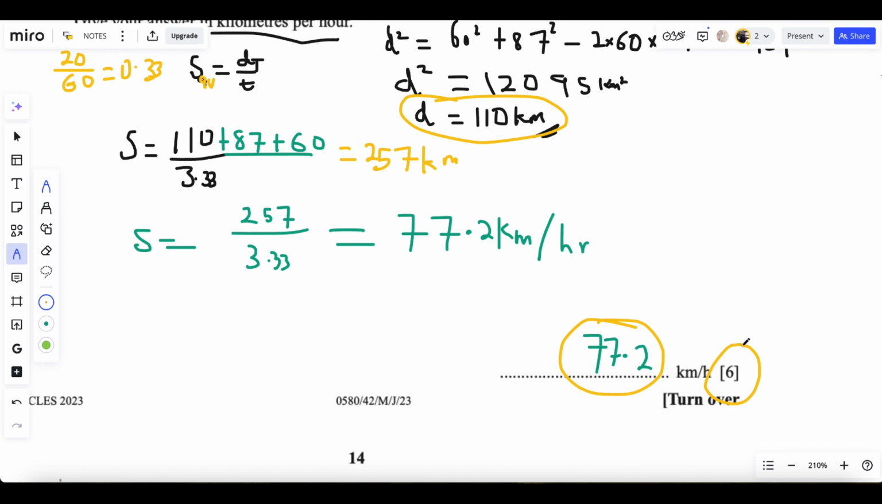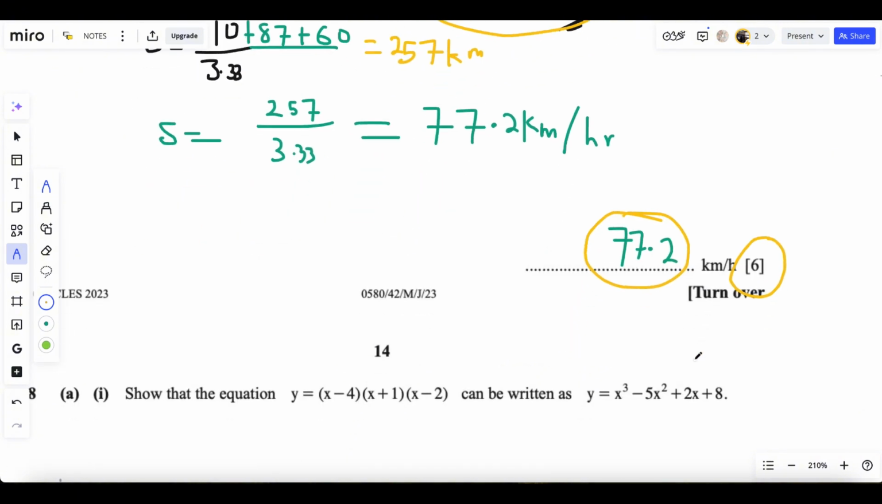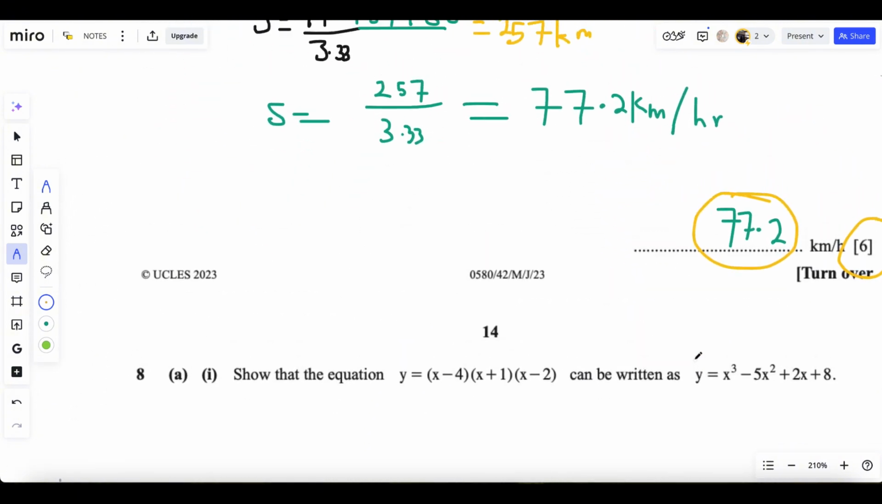Okay, you can see how Cambridge combines speed, trigonometry, bearing and everything, you know. They just want to play with you.